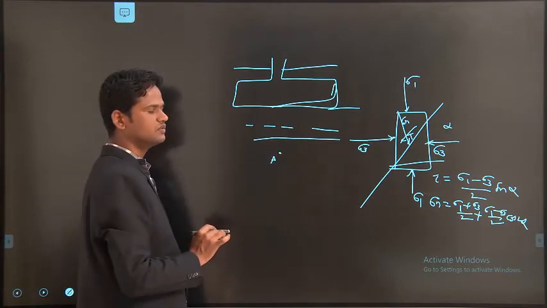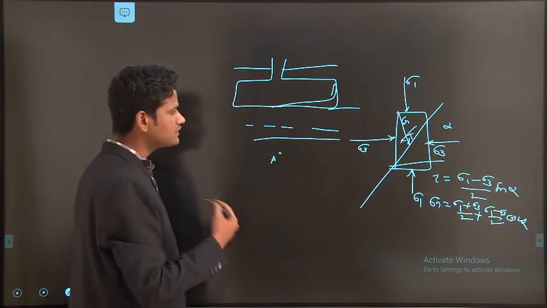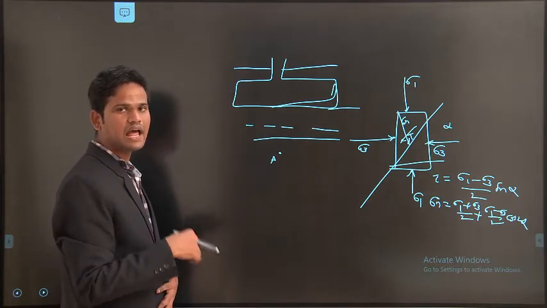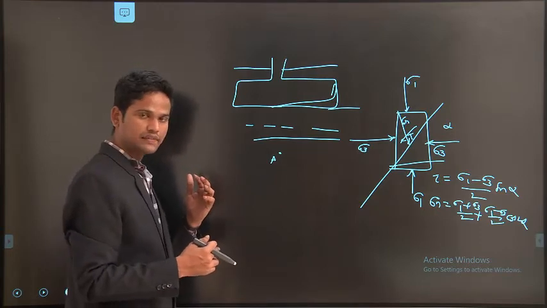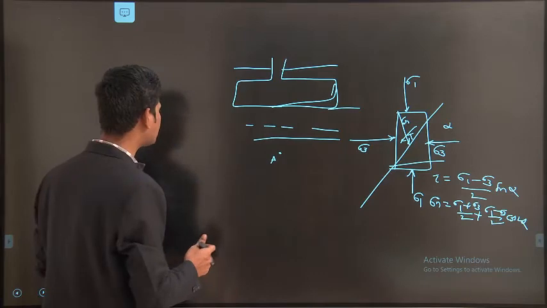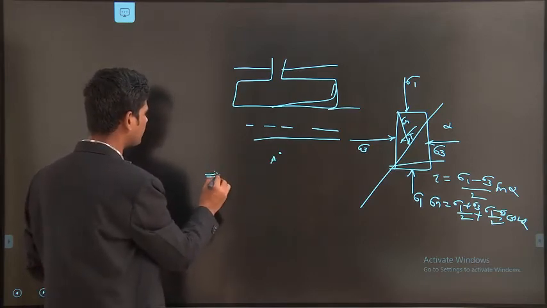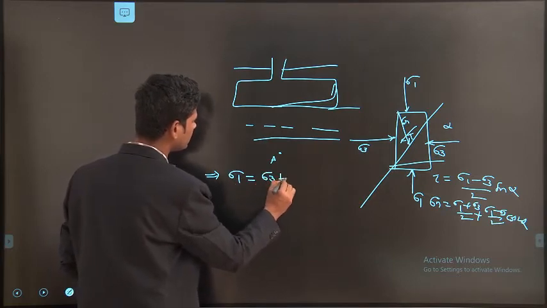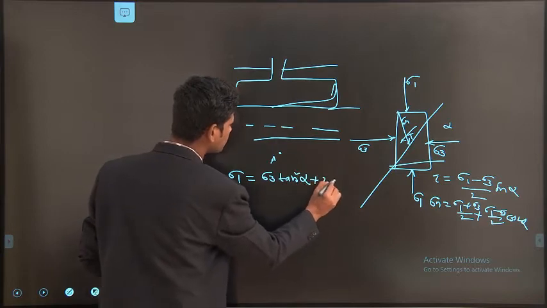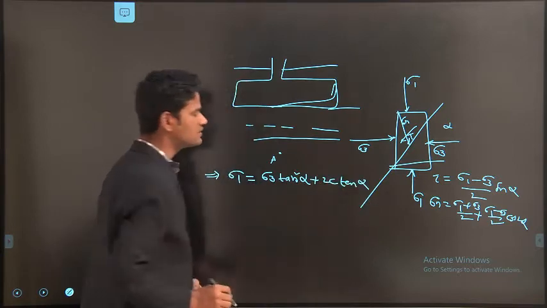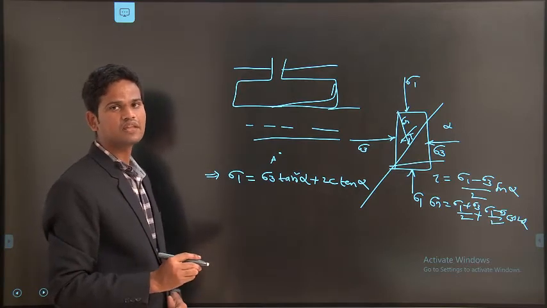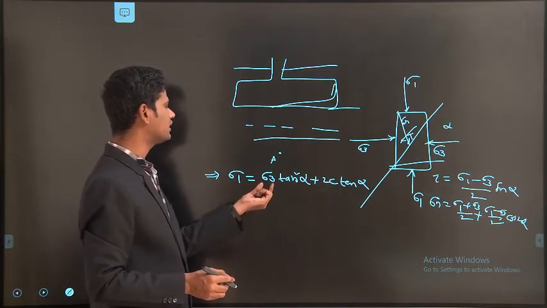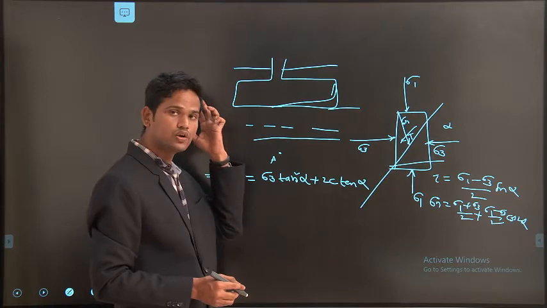From the concept of major principal stress and minor principal stress, as well as from Mohr-Coulomb's equation, I am deriving the vertical pressure and horizontal pressure. From that concept, I derive one formula: sigma 1 equals sigma 3 into tan square alpha plus 2c into tan alpha. This is the formula we calculate from Mohr-Coulomb's theory or Mohr-Coulomb's envelope.